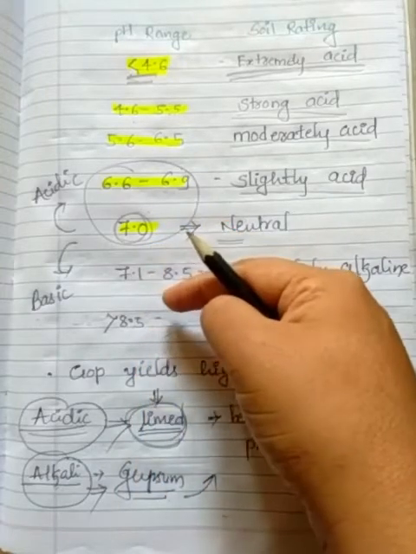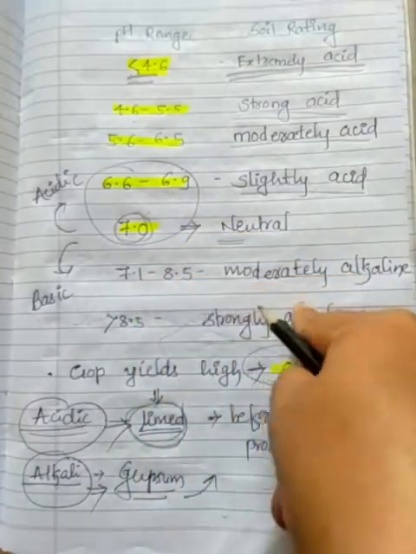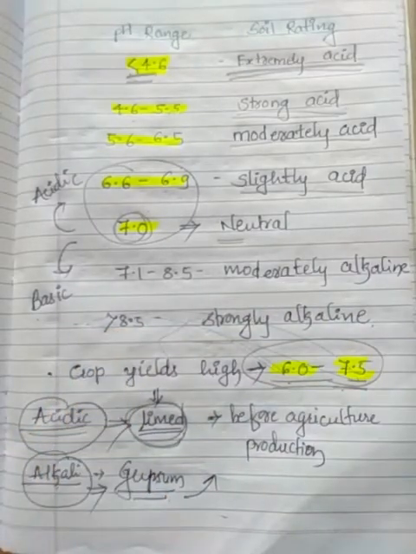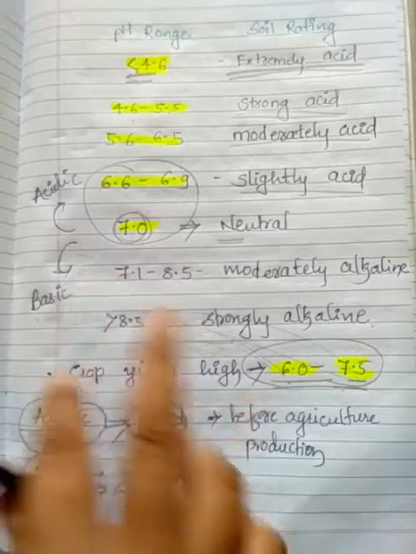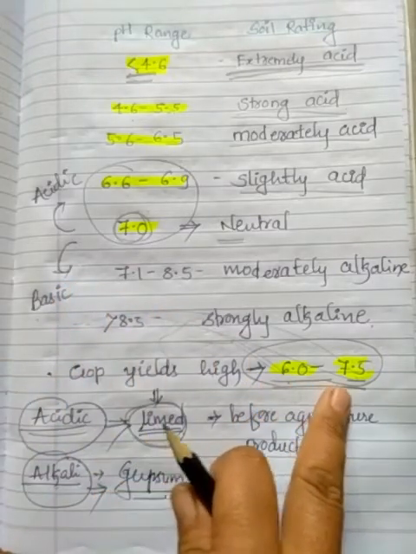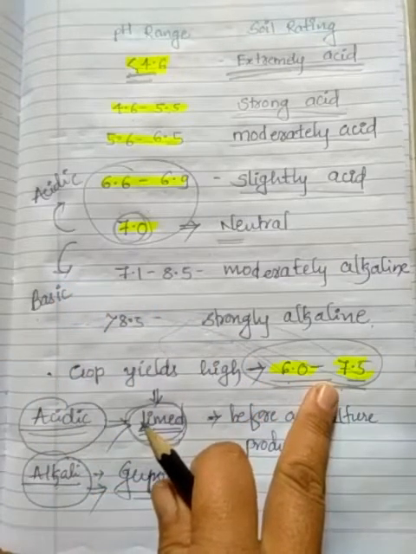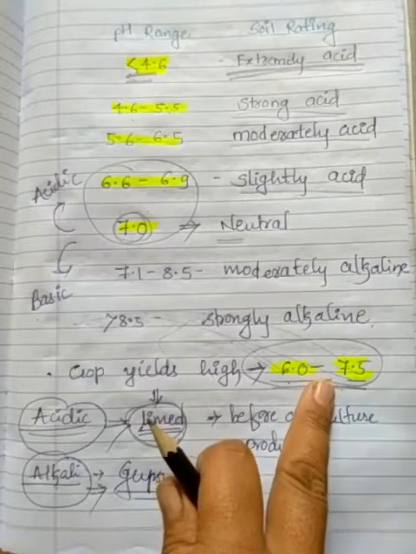Next, above 7, 7.1 to 8.5, moderately alkaline, and after 8.5 it is strongly alkaline in nature, and the good range for the crop yield is 6.0 to 7.5. This is the good range for the crop yield itself.